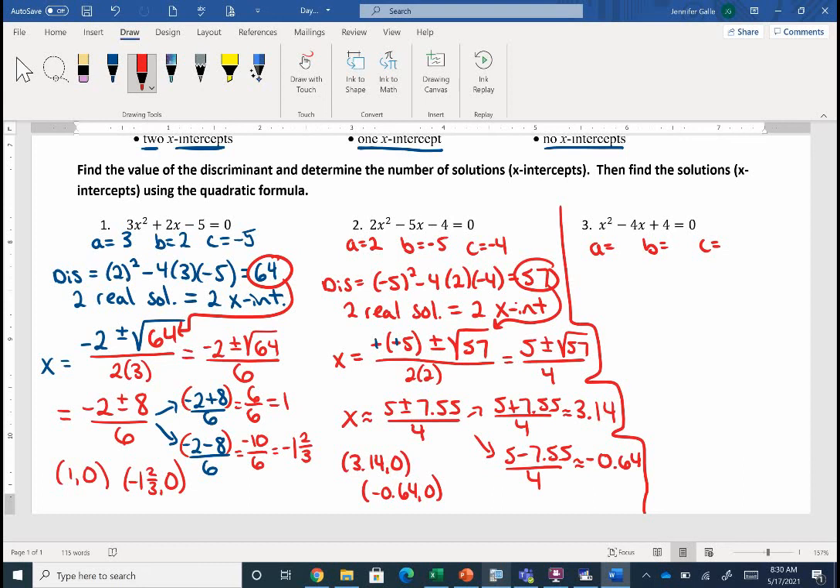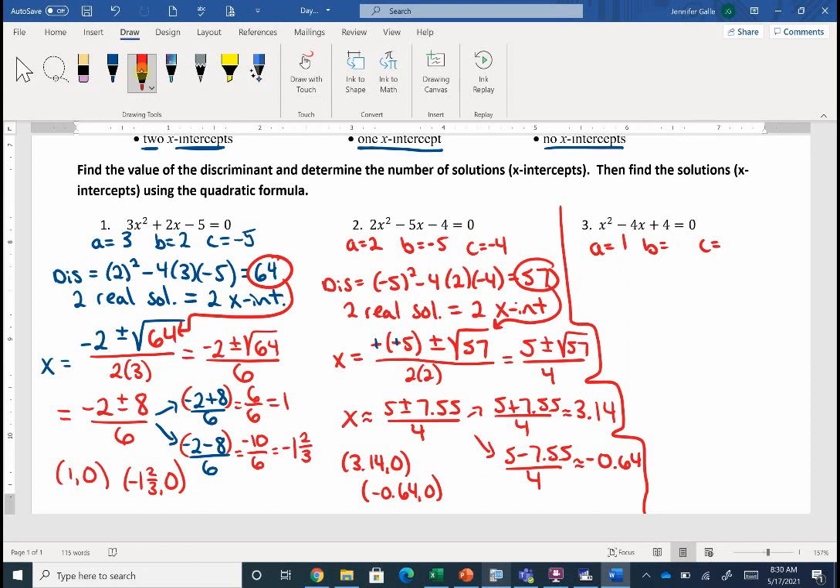So if I look at this, I know some of you are thinking, Miss Golly, so we don't have an A? Yeah, it is a 1. We do have an A. It's a 1. It's not a 0. And guys, for A, B, and C, you can never put a variable there. So your A is not x squared. I can't put x squared into my formula. That's not going to work.